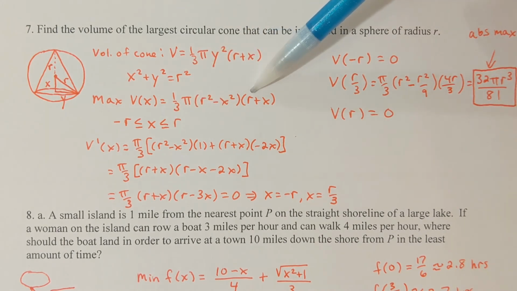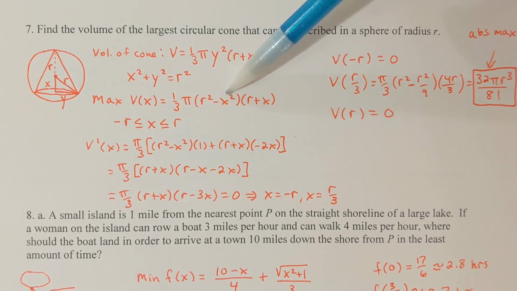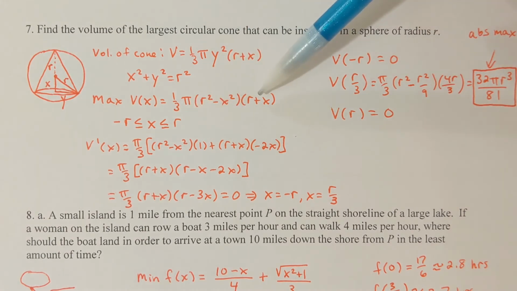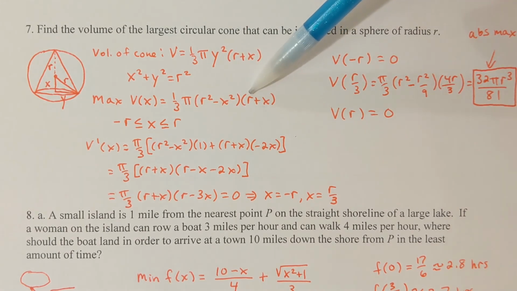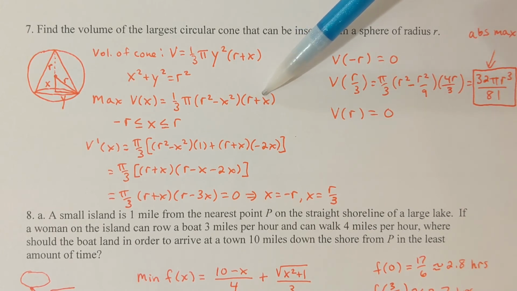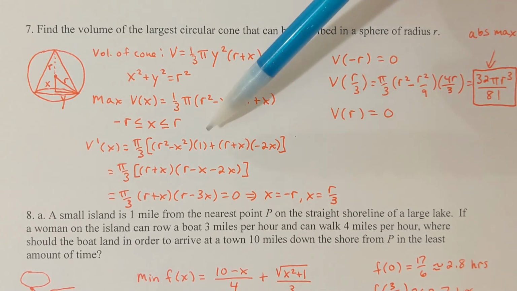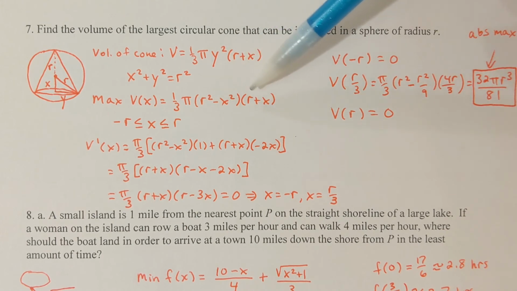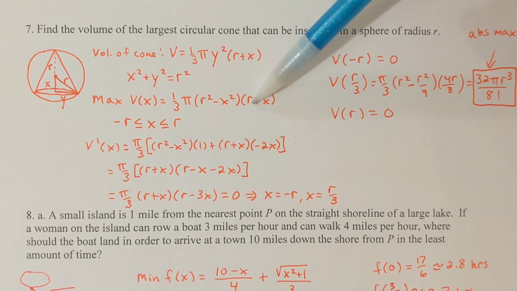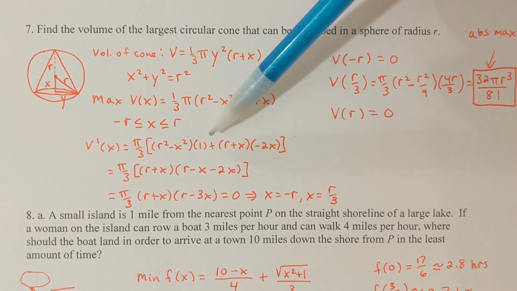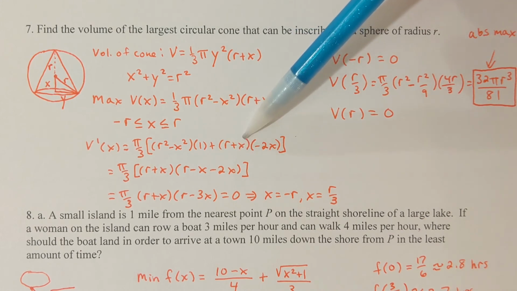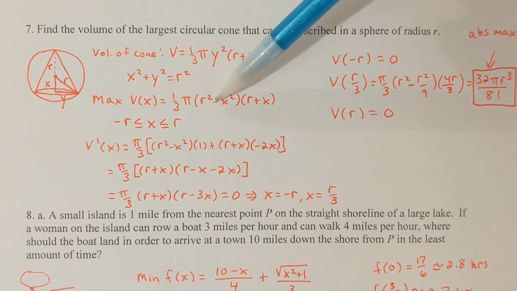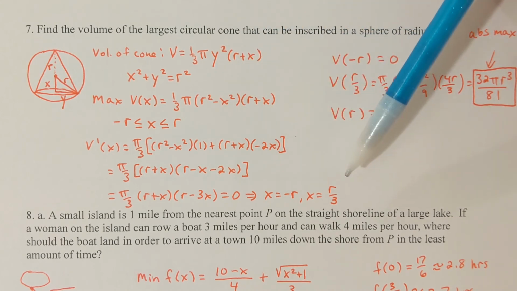All right, I'll need a product rule here. So the first is r squared minus x squared times the derivative of the second. Again, r is a fixed number here, so the derivative of r is 0, plus the derivative of x is 1. And then, first times derivative of the second is 1, and then plus the second, r plus x, times the derivative of the first. That would be 0 minus 2x.